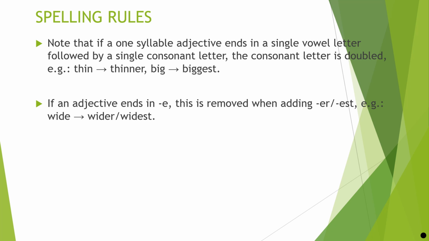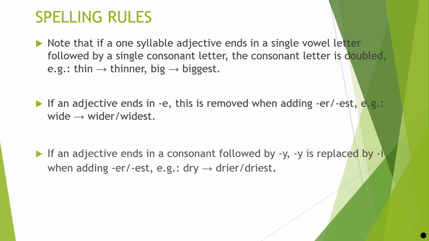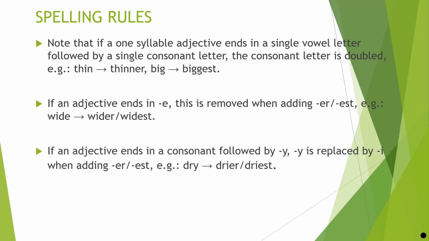If an adjective ends in E, this is removed when adding er or est. Wide will become wider and widest. If an adjective ends in a consonant followed by y, the y is replaced by I when adding er, est. For example, dry will become drier, driest.